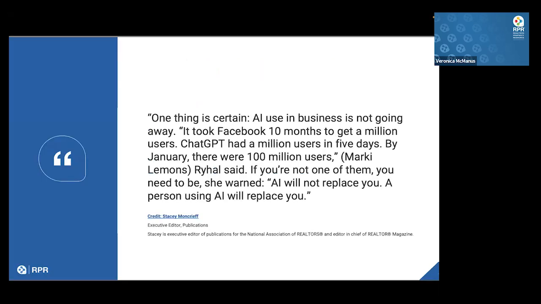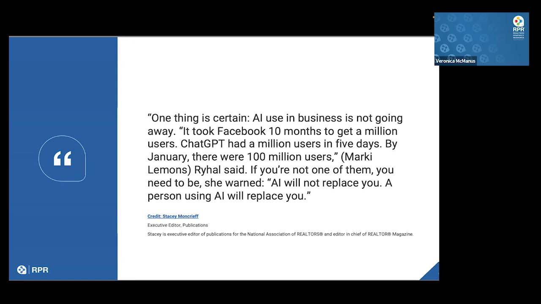And if you're not familiar with Marky Lemons Ryle, she is a national speaker. She's on every trend, top notch. And she said, one thing is certain, AI use in business is not going away. It took Facebook 10 months to get 1 million users. ChatGPT had 1 million users in 5 days. And then by January, after it had launched, there were 100 million users. If you're not a user, you will need to be, she warned. AI will not replace you. A person using AI will replace you.